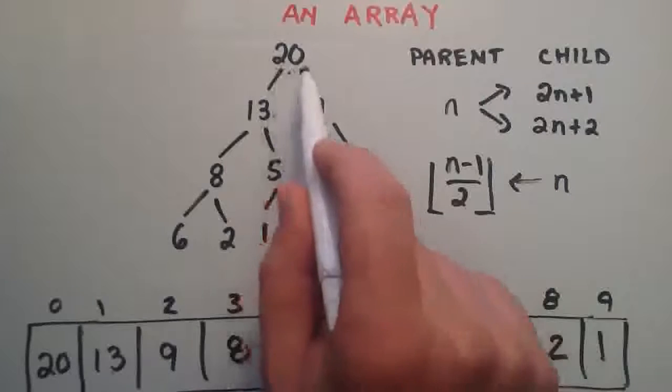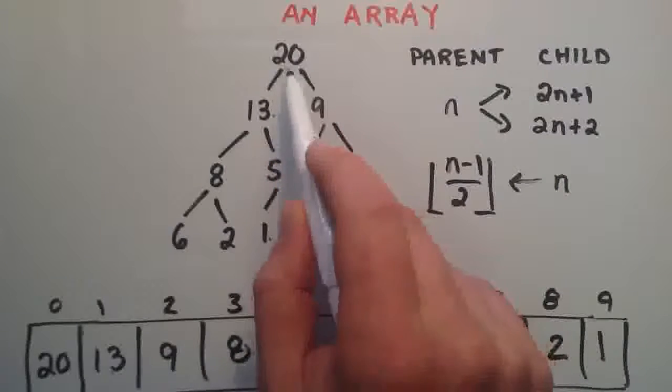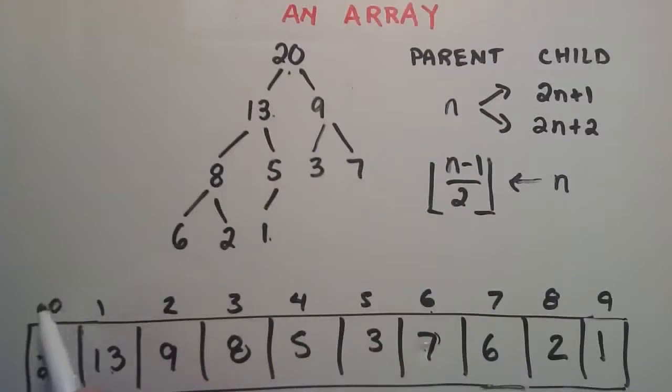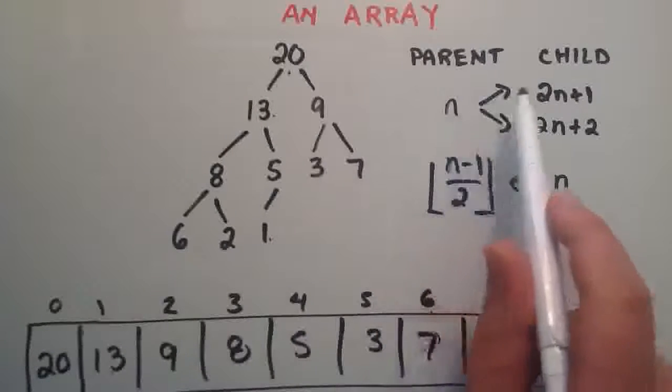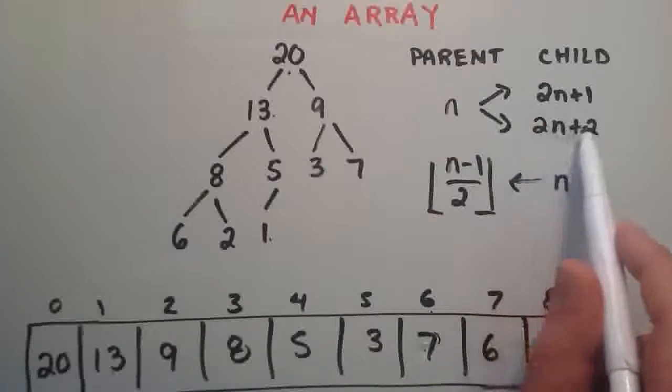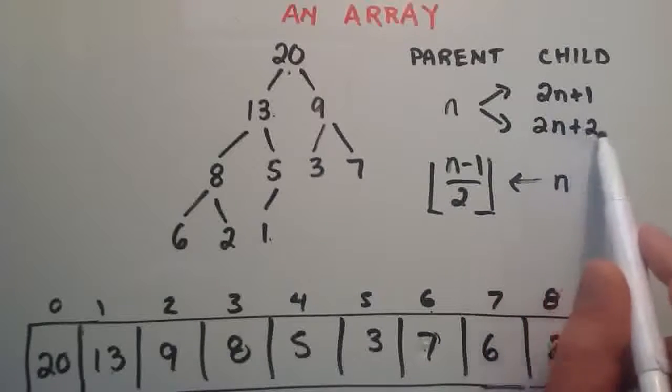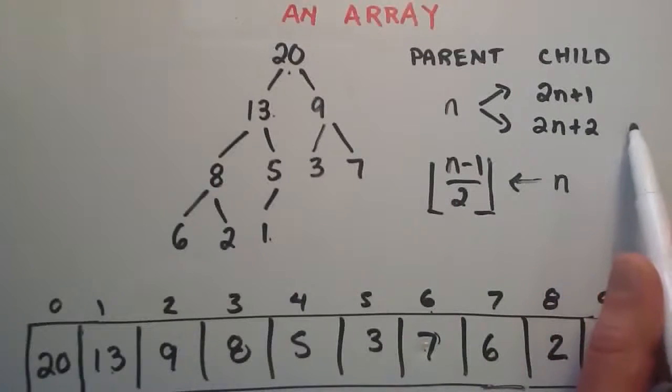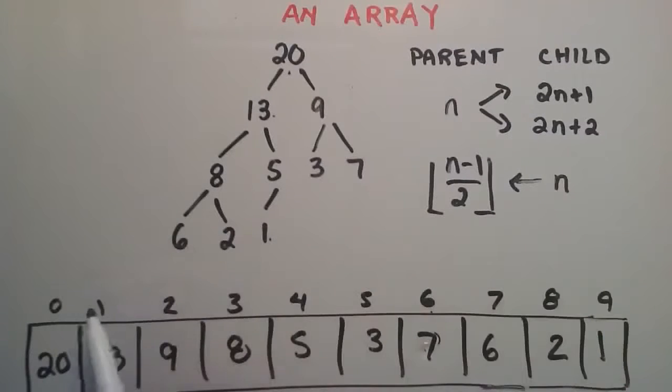So for example, if we wanted to find the children of our root node here, we would look at its corresponding index. The root has an index of 0, and so we're going to use that index number as our n here. So array index 0 will have children at 2 times 0 plus 1 and 2 times 0 plus 2. So 2 times 0 plus 1 is 1, 2 times 0 plus 2 is 2. So we end up with a 1 and a 2, which tell us which indexes hold the children. So 1 and 2 are the indexes, and they hold the children 13 and 9. So 20 is the parent of 13 and 9, just like we see in our tree here.